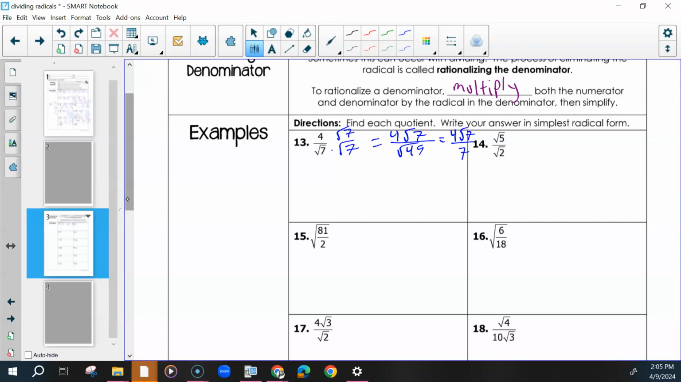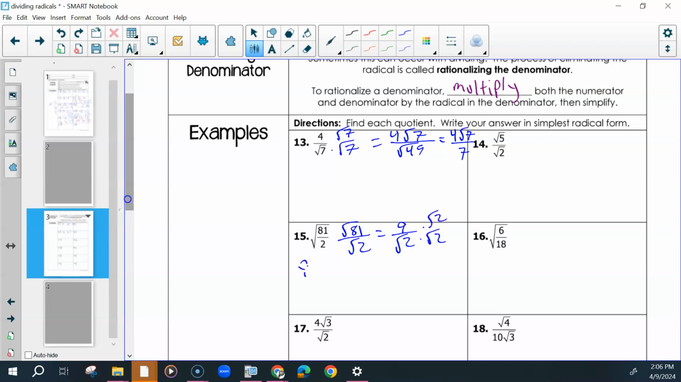In 15, if I were to simplify that, well, it can't be simplified because 1's even, 1's odd. So I have to separate it, and then take the square root of both. So I know the square root of 81 is 9, which leaves me with the radical of 2 in the denominator. So I'm going to go ahead and rationalize that denominator, multiply it by the square root of 2.